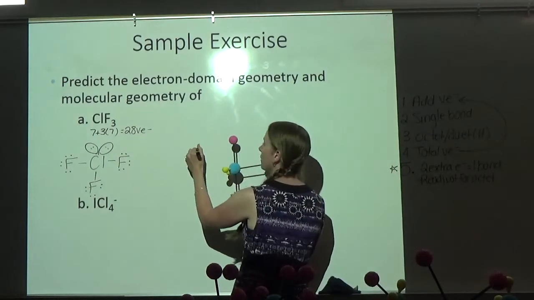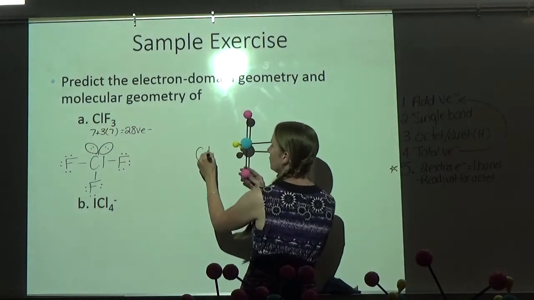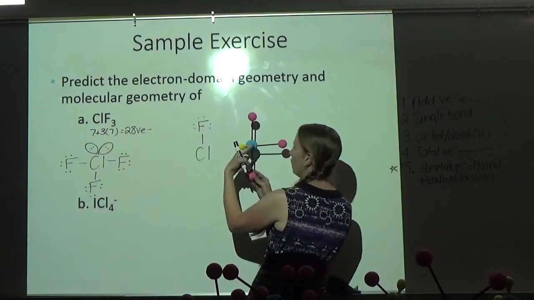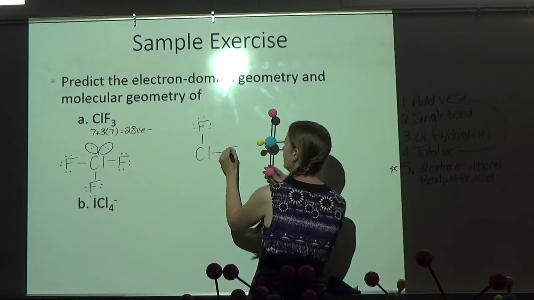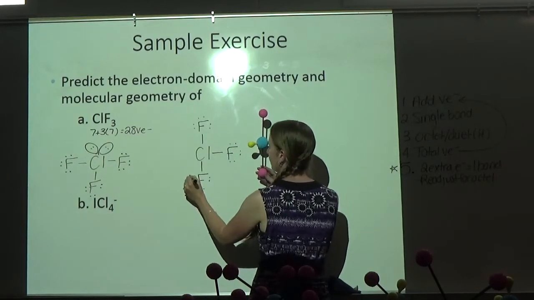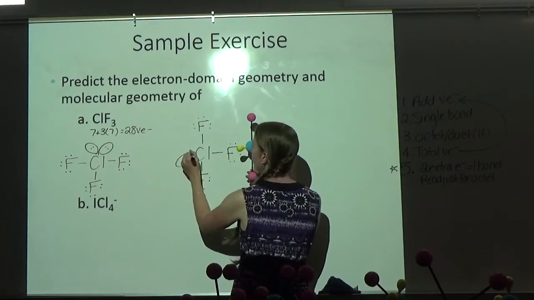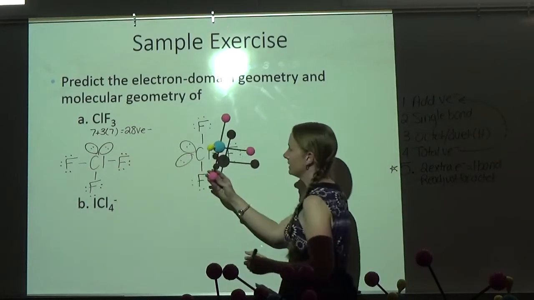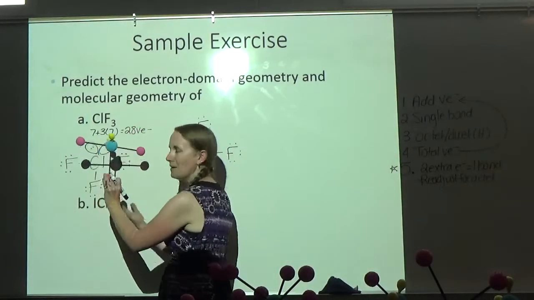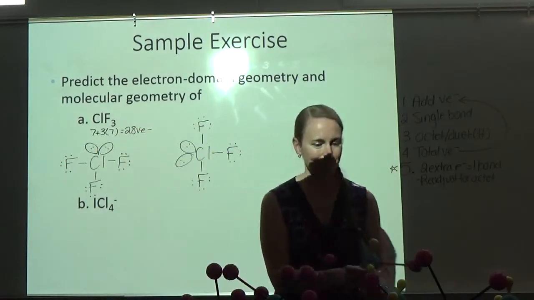So if you wanted to draw it like this, you would draw your Cl. You'll do 1 F going up, 1 F coming to the right, 1 F going down. And then you have your lone pairs kind of ballooning out on this side. So see, you can draw it like that. You can draw it like this. I'm just glad I found the T-shaped molecule.